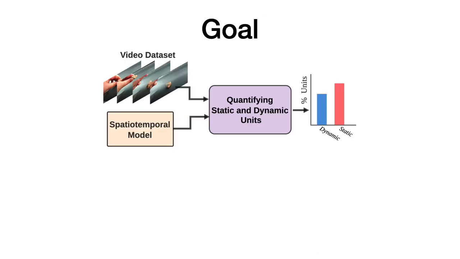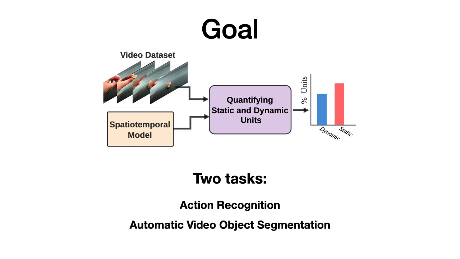In this work, our goal is to design a metric where, given a spatiotemporal model trained on a given dataset, we can estimate the static and dynamic information contained in the model. To show the efficacy of our approach, we evaluate on two popular video understanding tasks: action recognition and automatic video object segmentation. The overall approach has two parts.